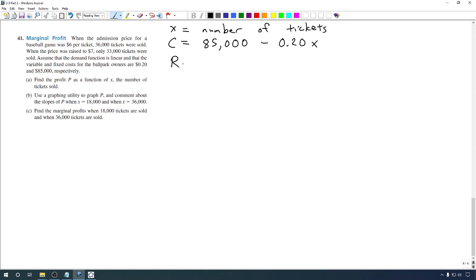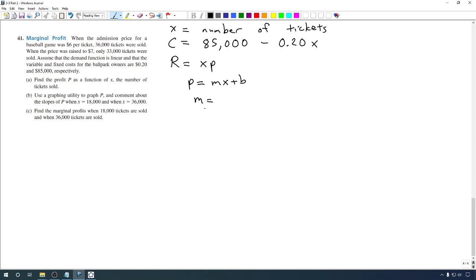Remember, the revenue is going to be x times p, but we need to find out what p actually is here. They're assuming here that our demand function is linear, so it's going to look like p equals mx plus b. And the point here is that this formula has to be satisfied by these 2 points. We have 6, 36,000, and we have 7, 33,000. Remember here, p is the price, so that's the 6 and the 7, and the x is the 36,000 and the 33,000.